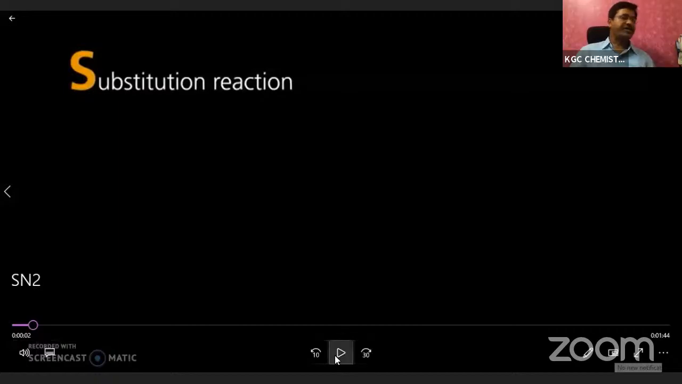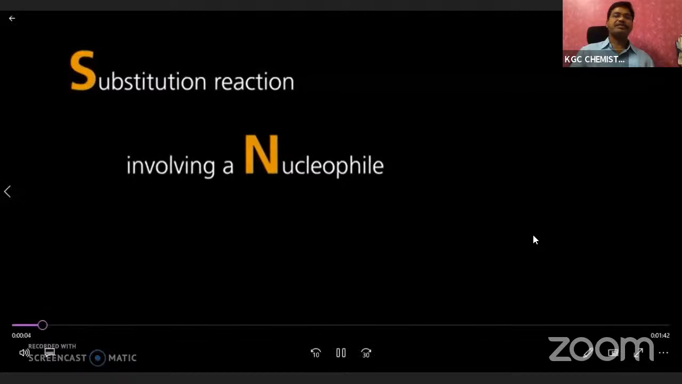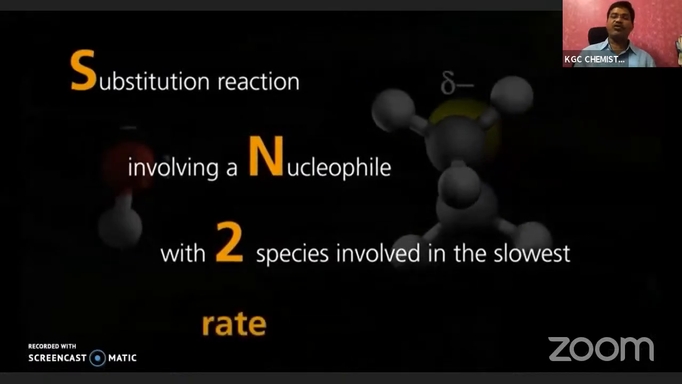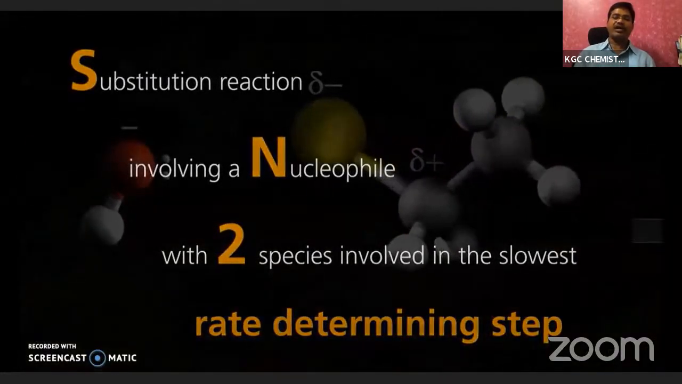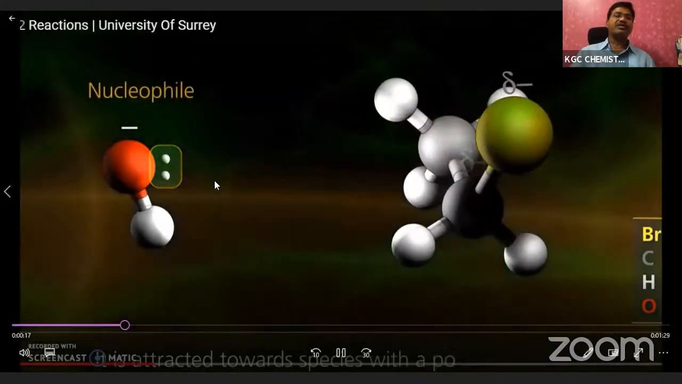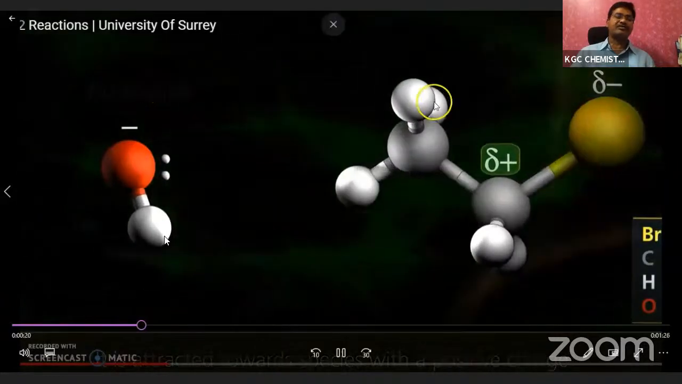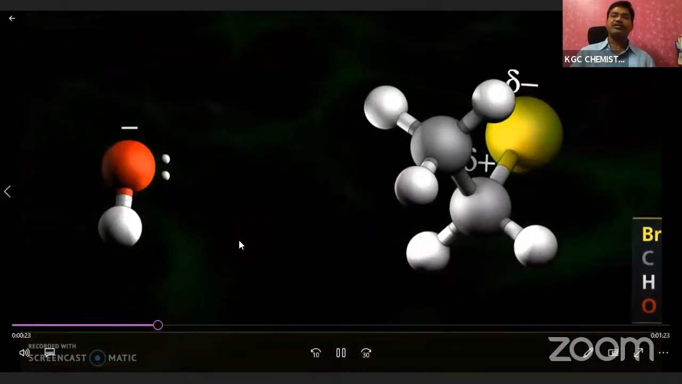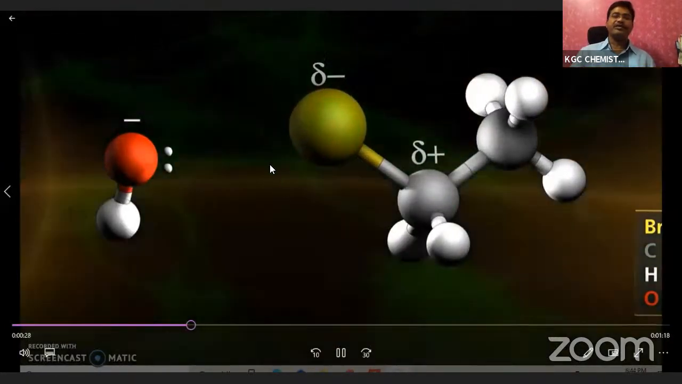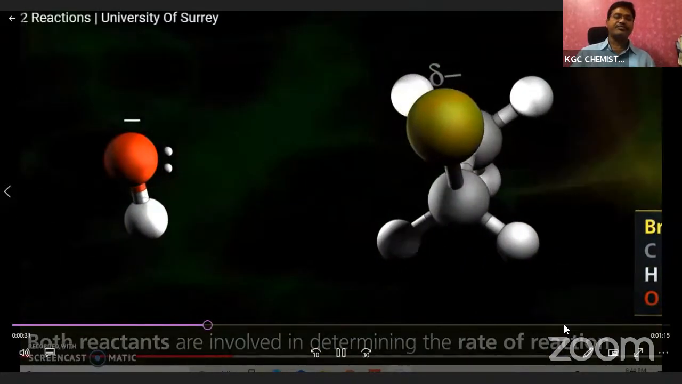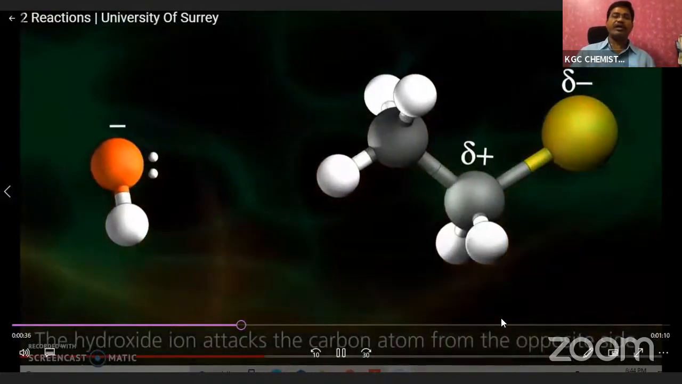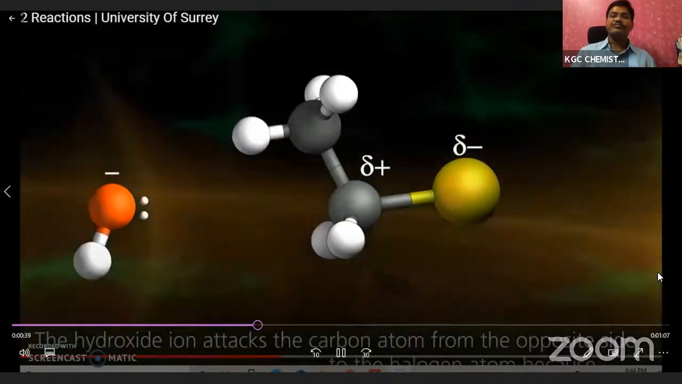See this video. How does it happen? Substitution involving a nucleophile, with two species involved in the slowest step. That is called the rate determining step. Can you imagine what this is? This is the nucleophile, hydroxide. This is oxygen, this is hydrogen, and this yellow colored ball is the bromide ion. These are now in the free state. Both reactants are involved in the rate determining step.